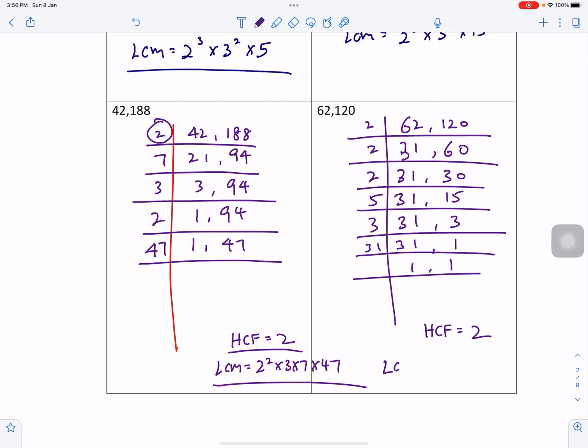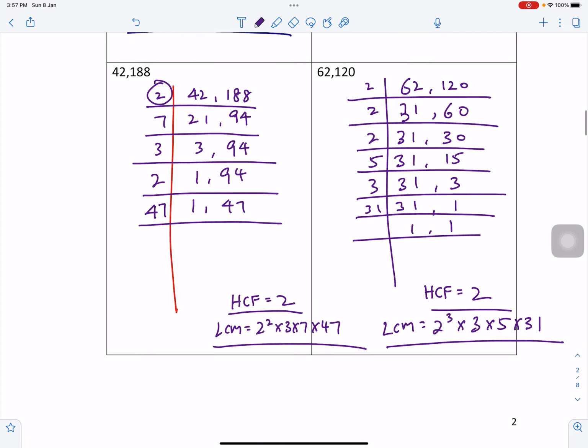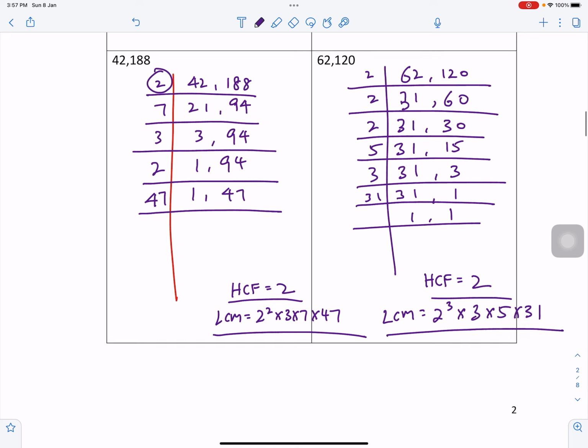So the LCM in this case is 2 to the power of 3 times 5, not times 5, times 3 times 5 times 31. So you have got all the HCF and LCM done using prime factorization. Let's move up. If you need the answer, just pause the video.